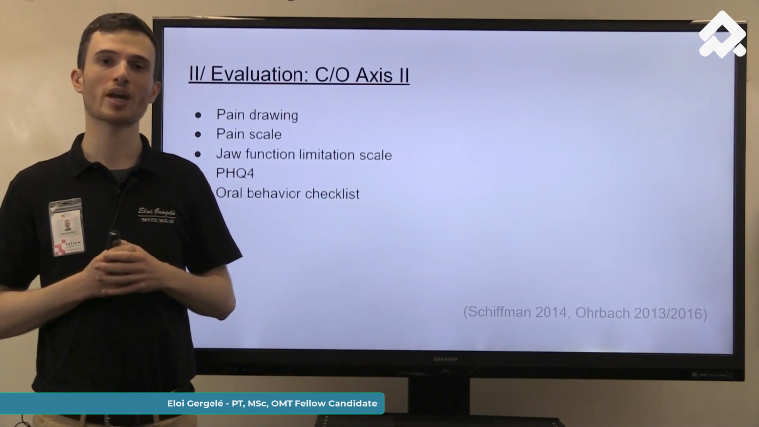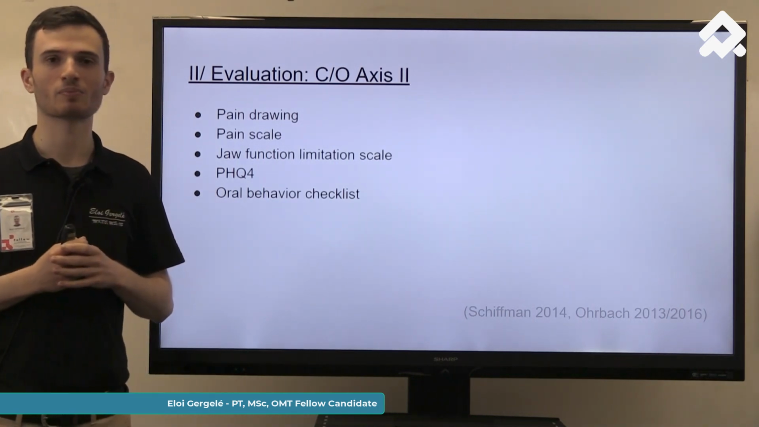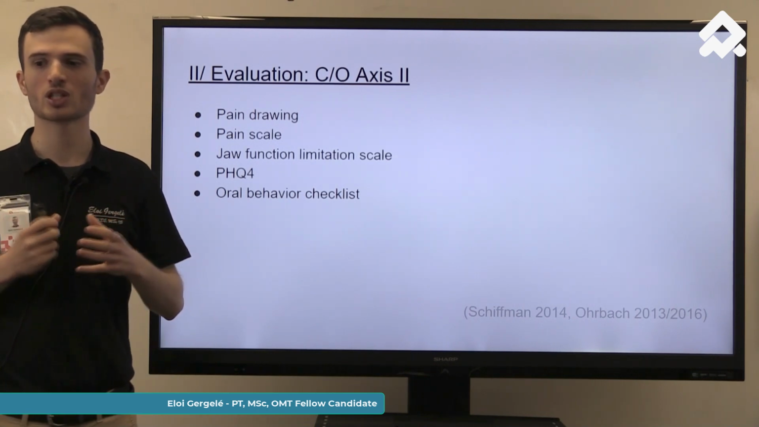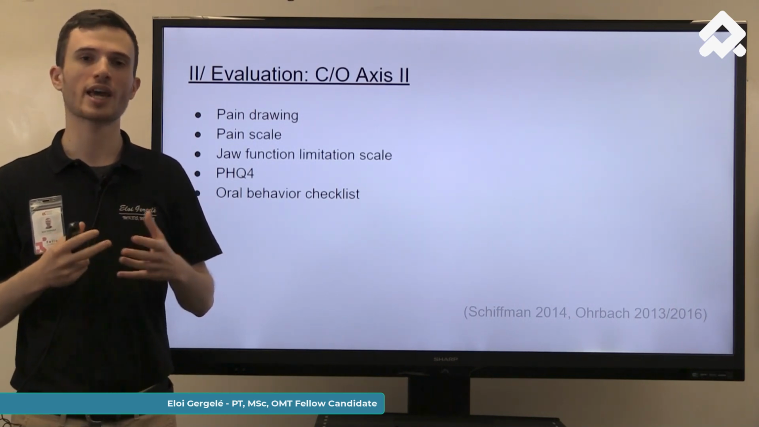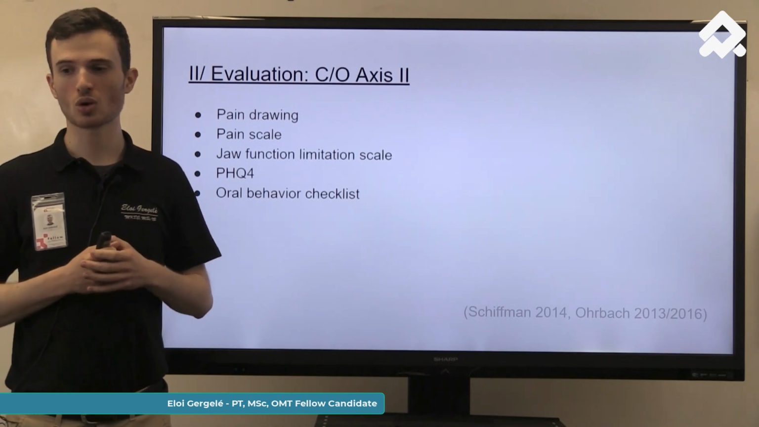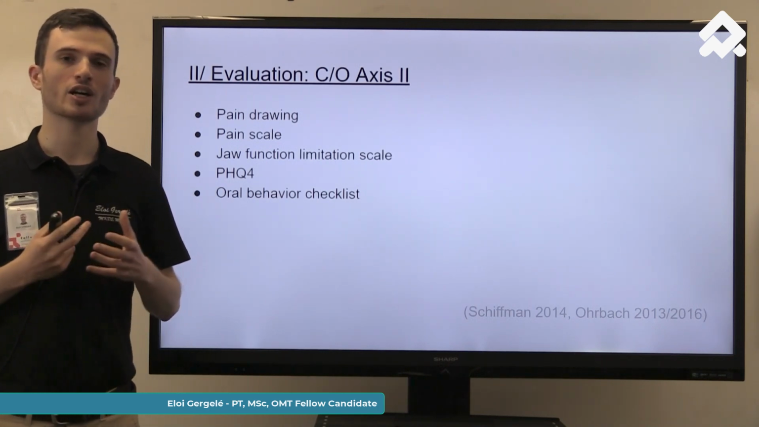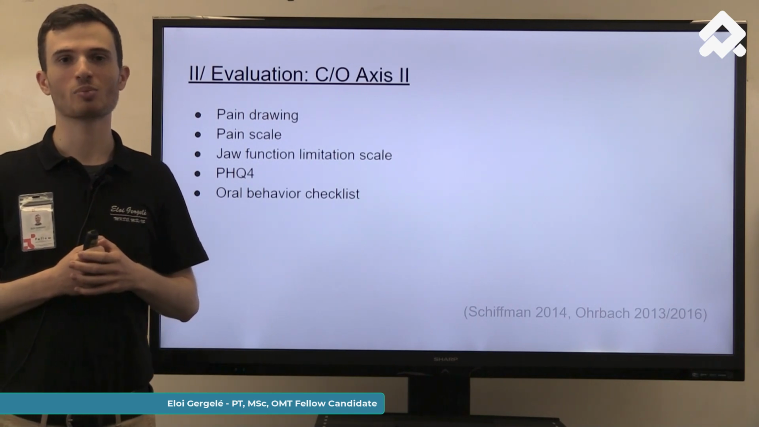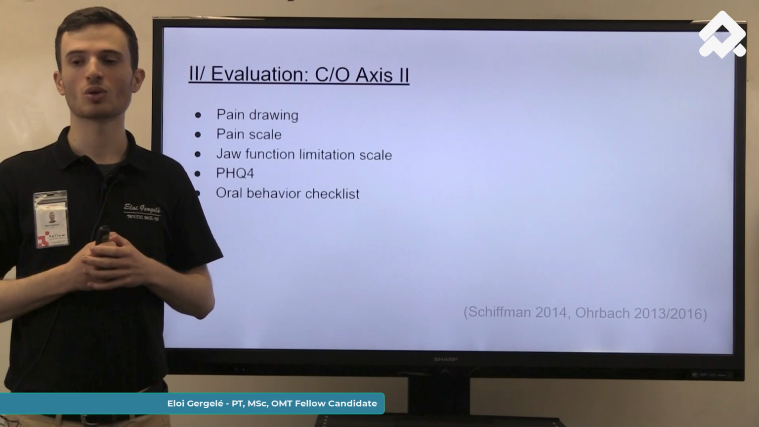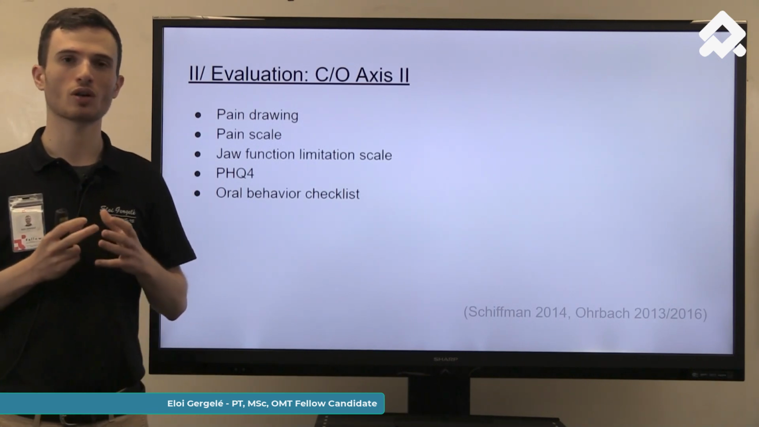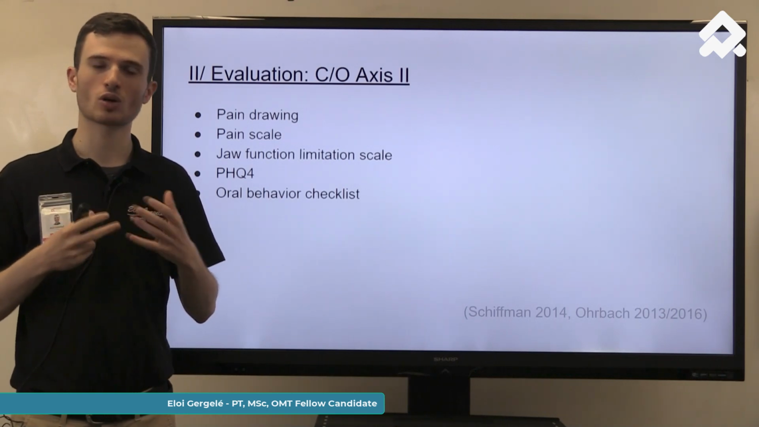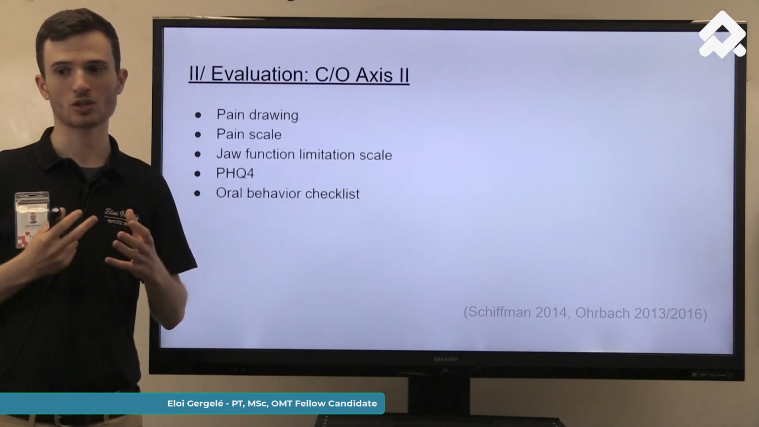The first one is the pain drawing part. The patient has to draw his pain on a body chart. Then we have the pain scale to rate the pain intensity. We have the jaw function limitation scale in order to assess the patient's function. We have the PHQ-4, which is a short version of a questionnaire to assess the psychosocial status.